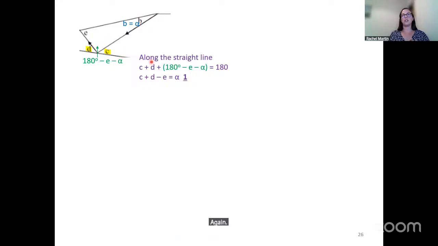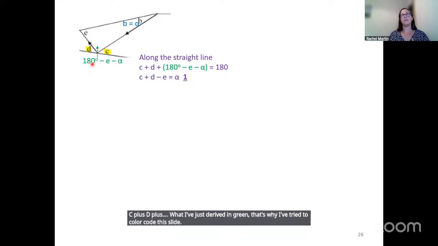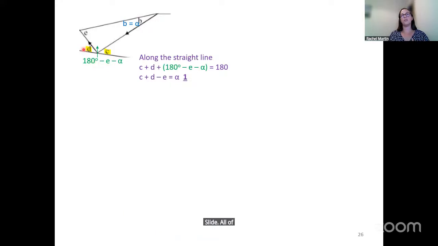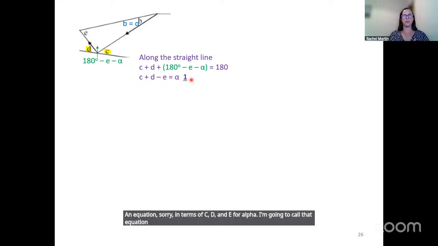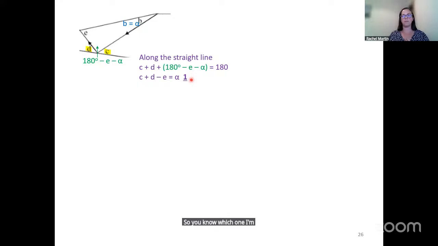Again, I mentioned it too soon, I jumped ahead, but along the straight line, C plus D plus what I've just derived in green, that's why I've tried to color code this slide. All of those 3 angles, D, C plus this green one, equal 180 degrees. And actually, I can simplify that to an equation, sorry, in terms of C, D, and E for alpha. I'm going to call that equation 1, so you know which one I'm talking about.